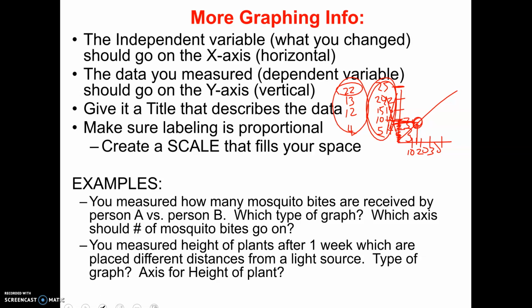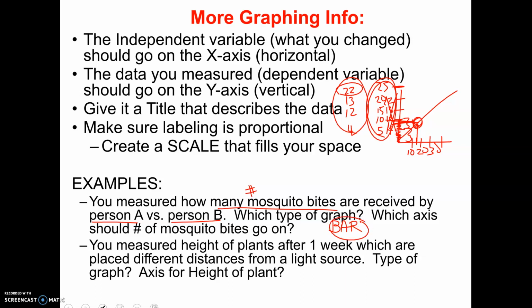So what kind of graph will we make for this? Well, remember our rule. If our independent and dependent variable are both numbers, we want to make a line graph. If one of them's not a number, we're going to make a bar graph. So let's take a look. Well, we have number of mosquito bites, so that is a number, but our other variable is person A versus person B. That is not a number. So this would have to be a bar graph.